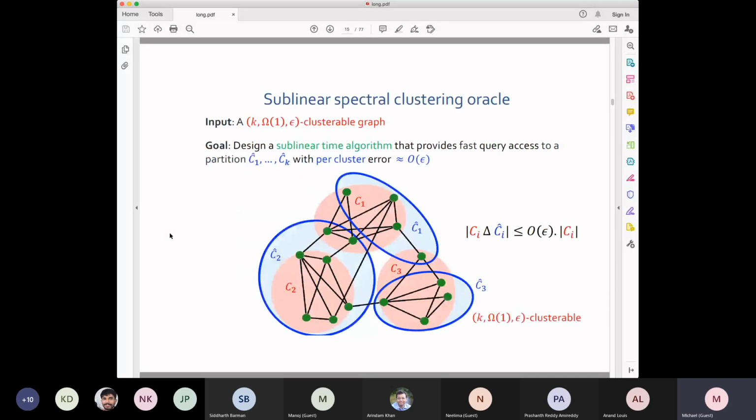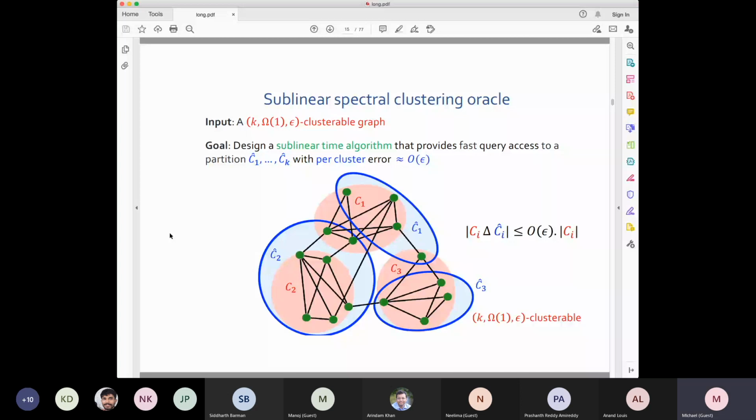So again, basically our input is a graph that is a union of k good expanders with epsilon-sparse boundaries, and we want a data structure that allows fast query access to an approximate partition.